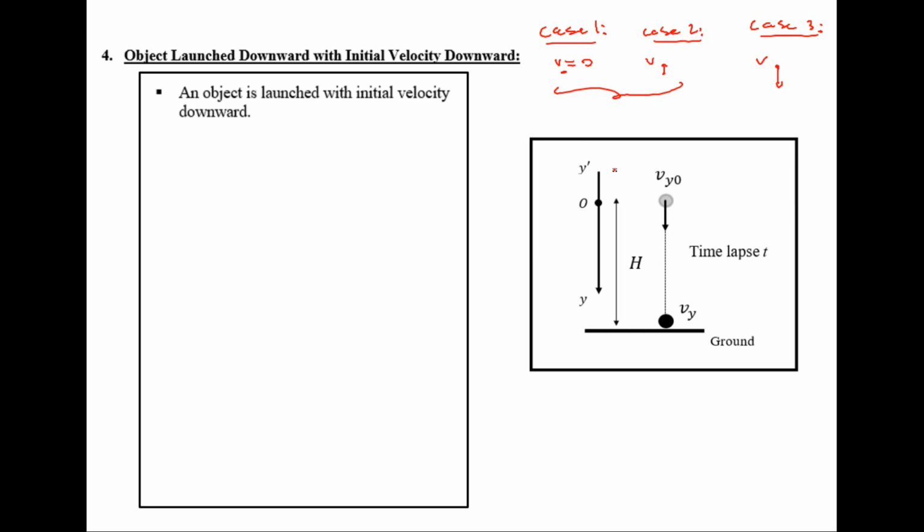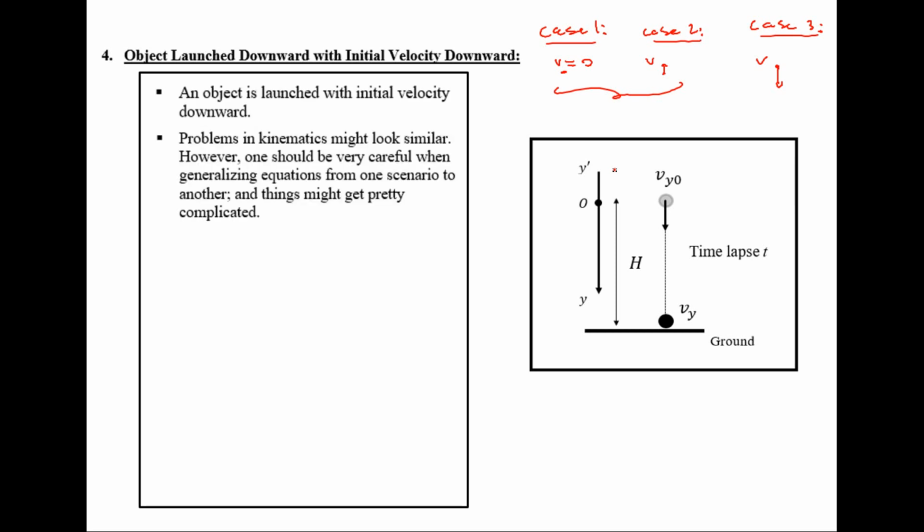An object is launched with an initial velocity downward. Problems in kinematics might look similar, however, one should be very careful when generalizing equations from one scenario to another, and things might get pretty complicated. Here in this case, we cannot use the following relations: t is radical 2h over g, v is radical 2gh.